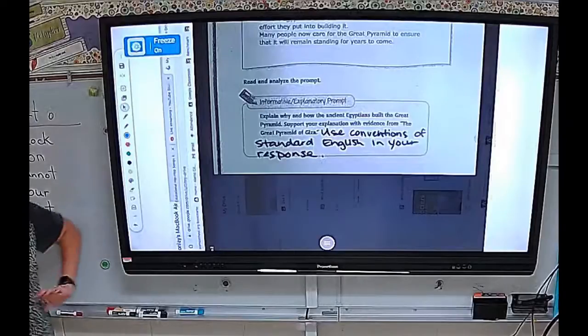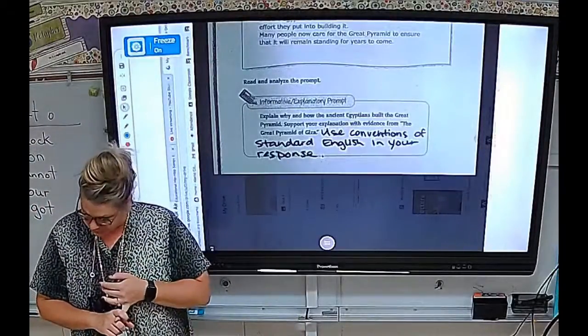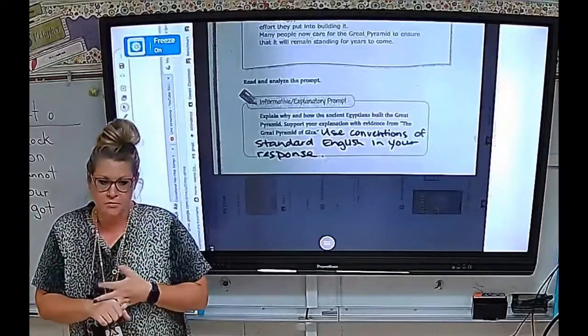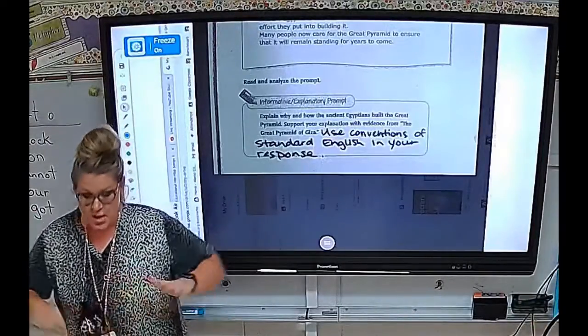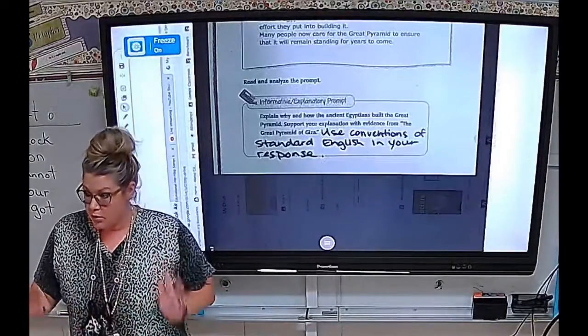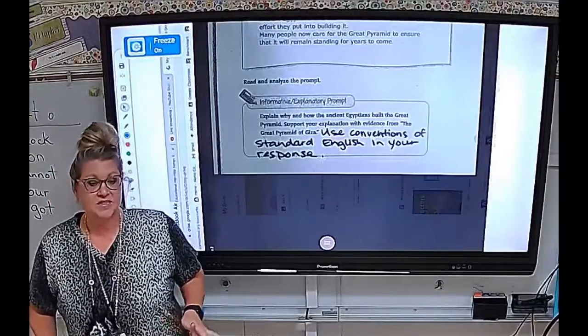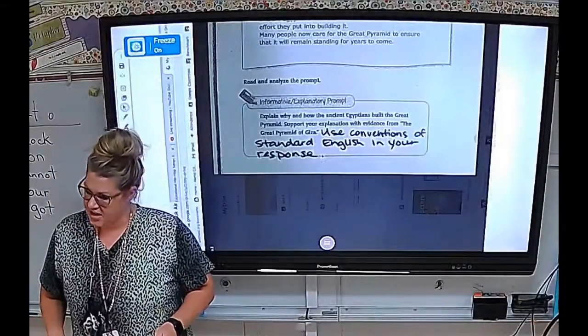Okay, so we did our first informational essay. We wrote about woodpeckers. Our second informational essay, we wrote about chipmunks. Now we're going to kind of switch gears. We're not writing about animals. We're going to write about the Great Pyramid of Giza. Everybody say Giza. Giza. It's a very funny name, I know.